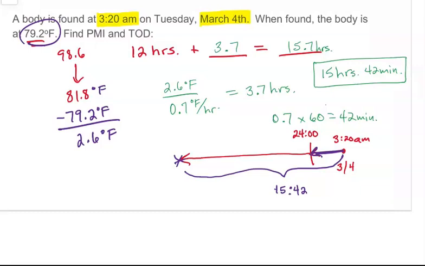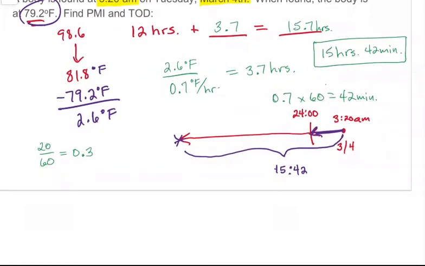So one way to do it is to turn that 3:20 a.m. into decimal. So 20 minutes divided by 60 is exactly 1/3. So I'm just going to round and call that 0.3. Okay? So I'm going to say that this body was found at, and this sounds kind of funny, 3.3. So 3.3 hours into March 4th.